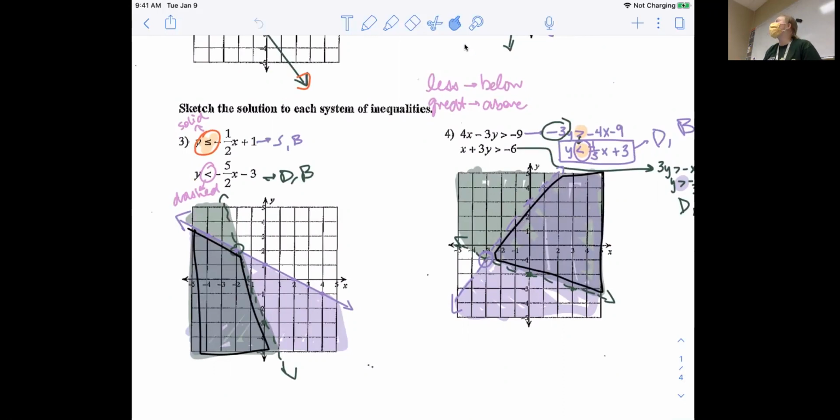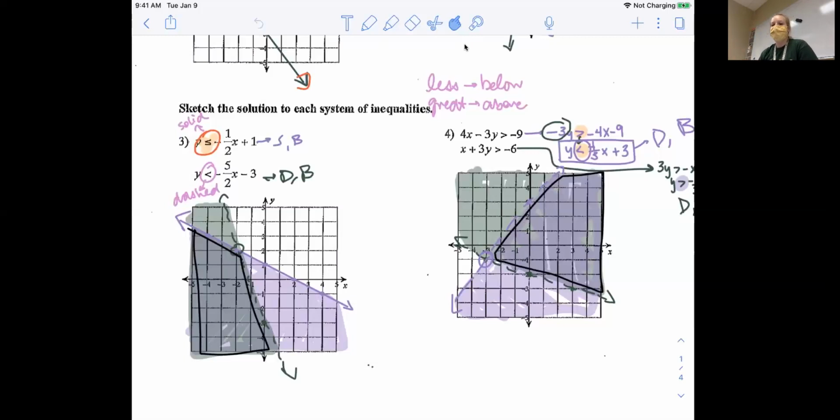And then when do I shade? Like if it's a less than, where do I shade? Megan? Down. Less than, you shade below, you shade down. Think less means down. It means low. It means less than. Then greater than means that we shade up, we shade above the line, etc.